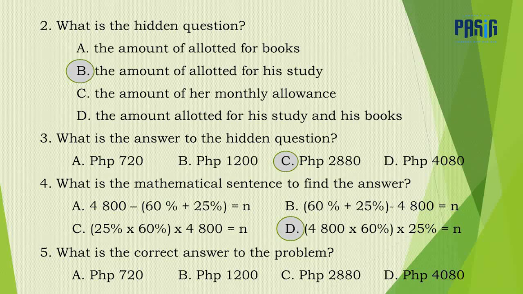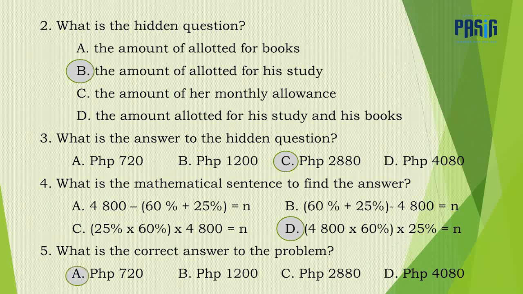And the last question, what is the correct answer to the problem? A. 720 pesos. B. 1,200 pesos. C. 2,880 pesos. Or D. 4,080 pesos. Yes, the correct answer is 720 pesos.